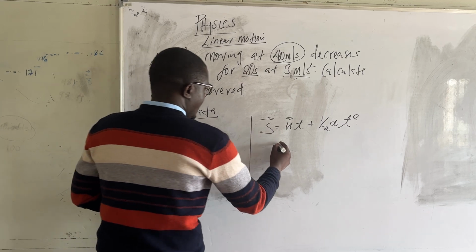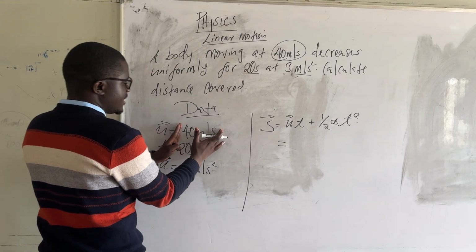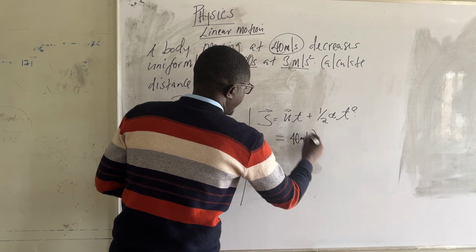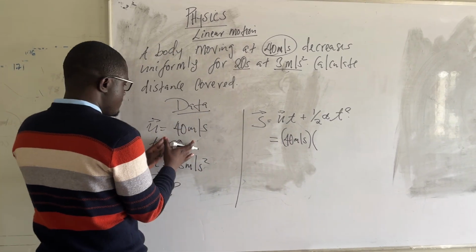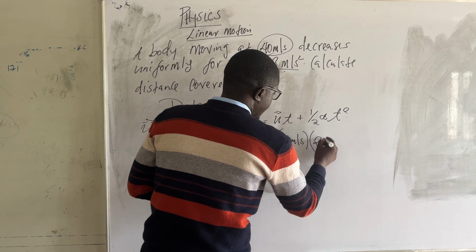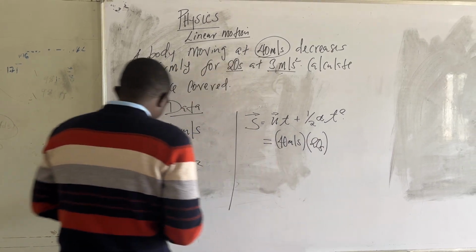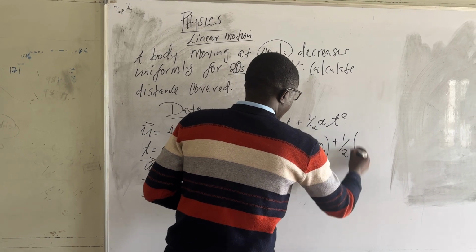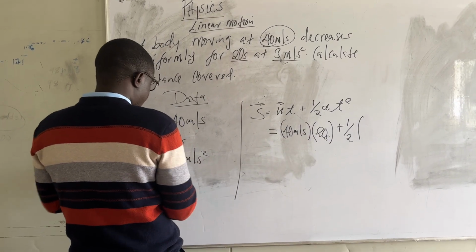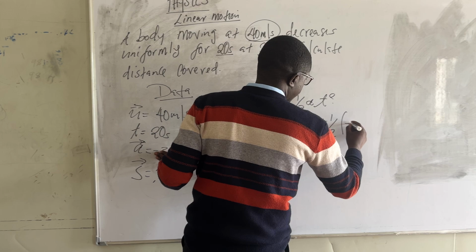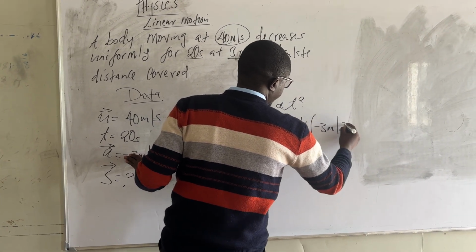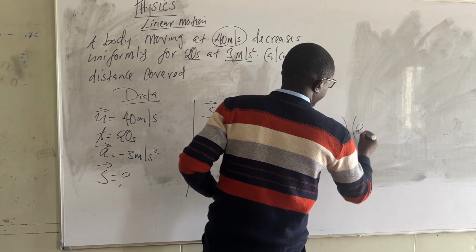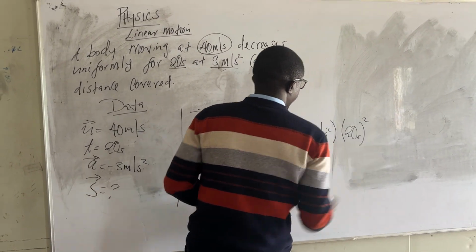Now from there, we know that our initial velocity was 40 meters per second. Then our time was 20 seconds. And plus half. Our acceleration here, which is the retardation, we have negative 3 meters per second squared. And our time is 20 seconds. Now this 20 seconds, we shall square it like that.